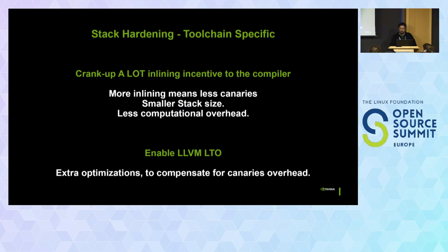Another thing that can be done is to increase the inlining and the optimization at compiler level. Why? Because all this stack churning also adds overhead, and it's proportional to the amount of function calls we are making. So if we can make fewer function calls, we have less churning, and also we need smaller stacks to allocate.